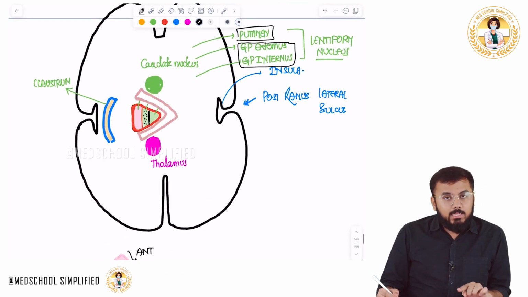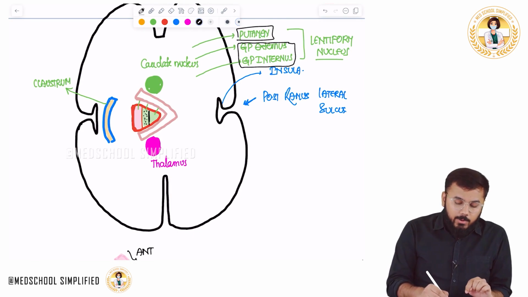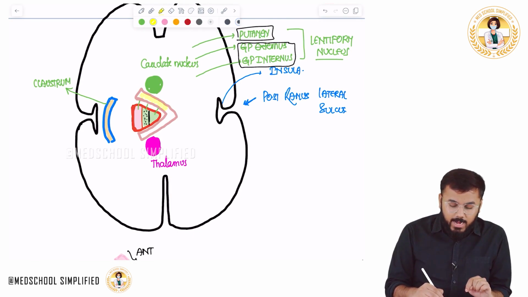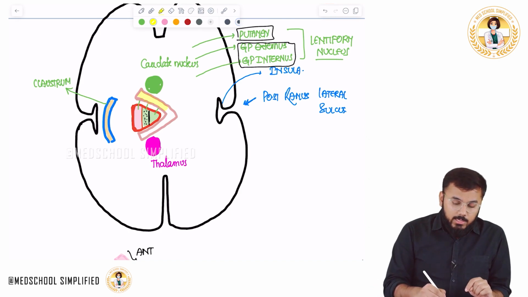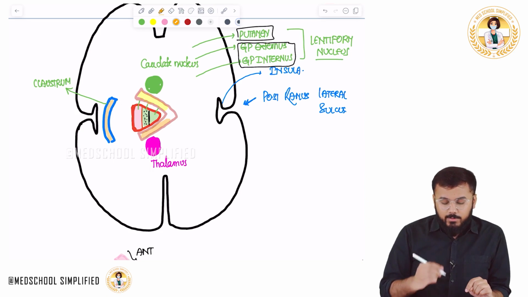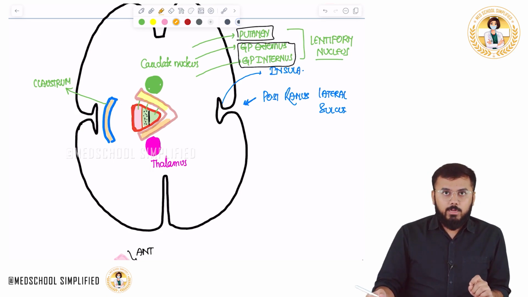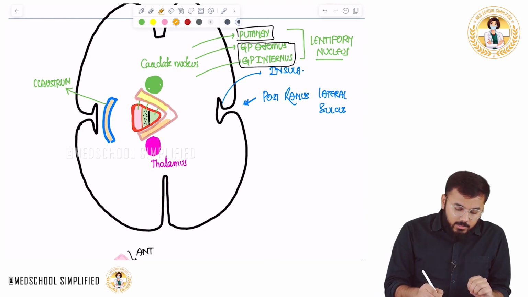Okay, now look at this. Where is the anterior part? This part which I'm highlighting is the anterior part. Can I tell the anterior part is located in between the lentiform nucleus as well as the caudate nucleus? Second important thing, posterior part. Where is the posterior part? Can I tell the posterior part is located in between the thalamus as well as the lentiform nucleus? Yes.